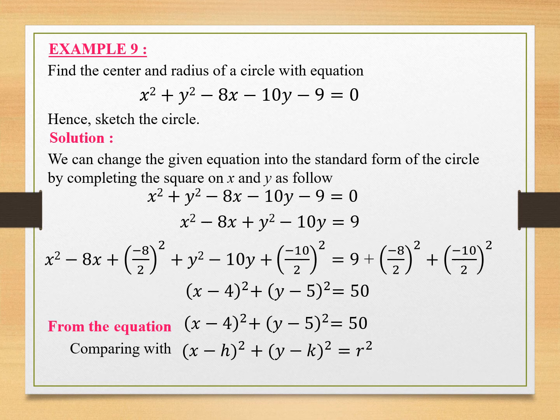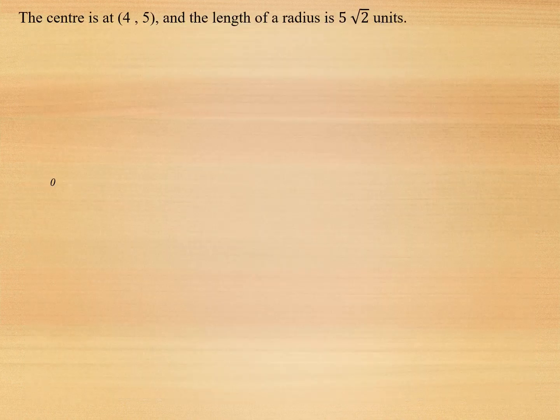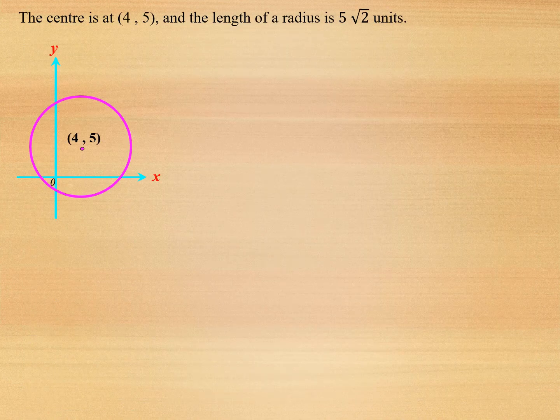So compare the above answer with the general standard form of the equation. We can get the center as (4, 5) and the length of the radius is 5/2 units. From the information, the center is (4, 5) and the length of the radius is 5/2. We can sketch the circle.